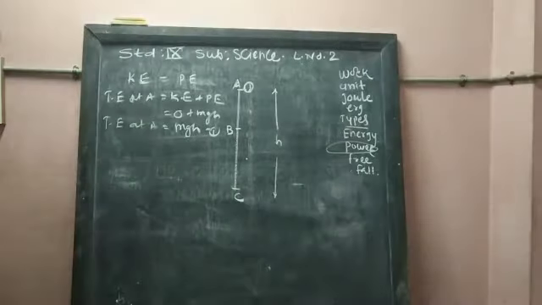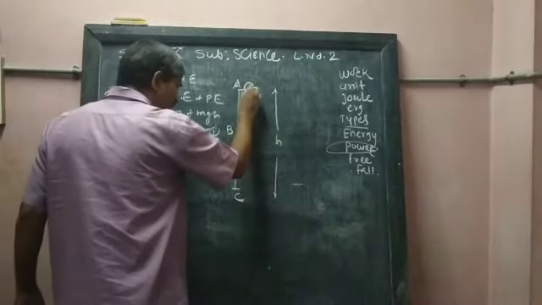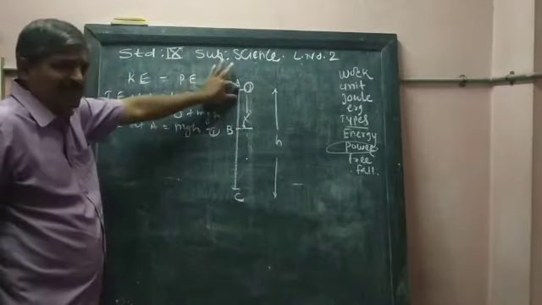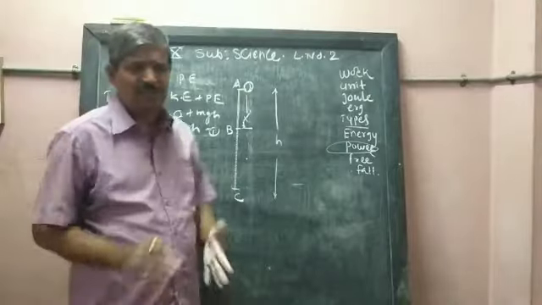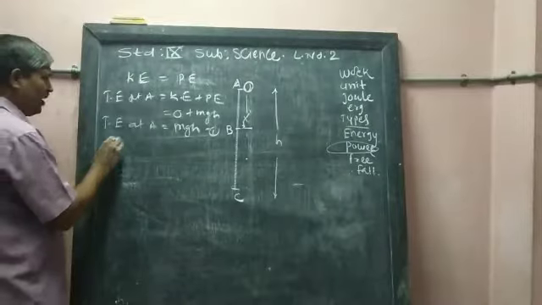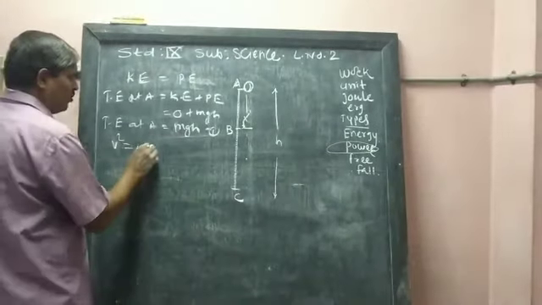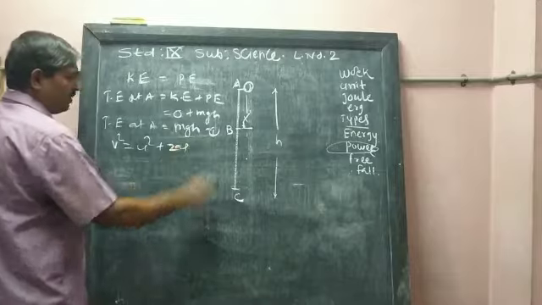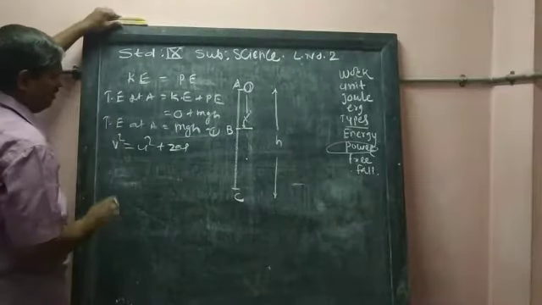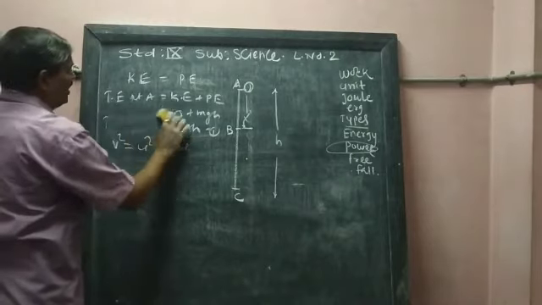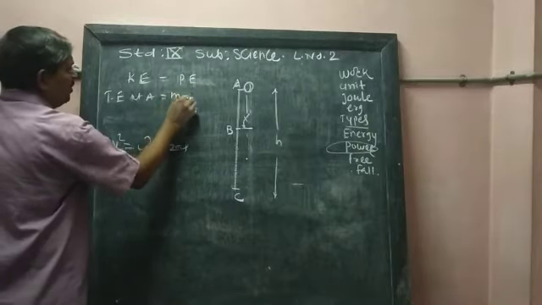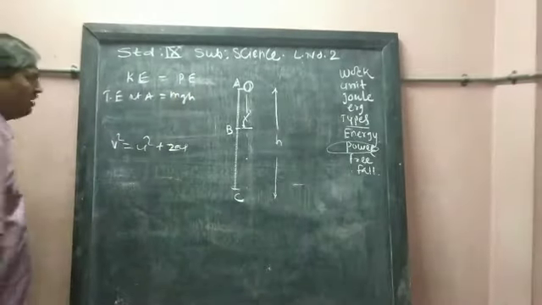Now the object is released. Suppose it covers a distance of x. When it is released, its velocity will increase. How much the velocity increases, that we have to calculate. So v² is equal to u² plus 2as. Understand? When the object is released, total energy at A is equal to mgh. Okay, this is number 1.